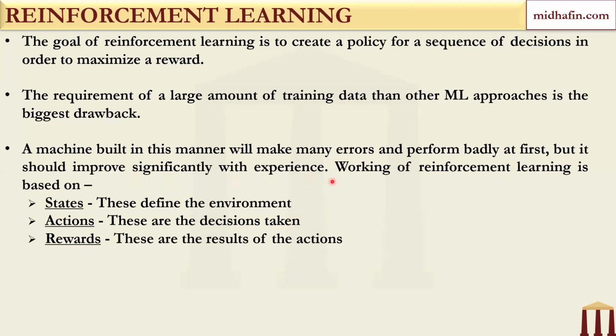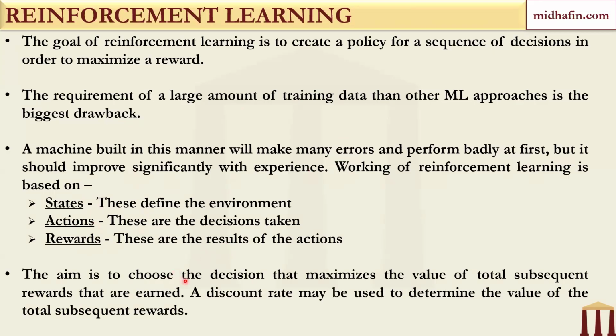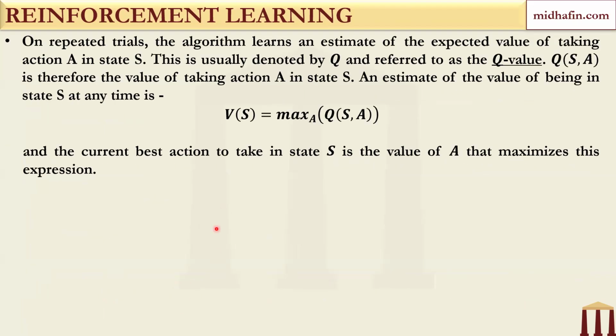significantly with experience. Working of reinforcement learning is based on states, actions, and rewards. Okay. So states define the environment, actions are the decisions taken, and rewards are the results of those actions. The aim is to choose the decision that maximizes the value of total subsequent rewards that are earned, and a discount rate may be used to determine the value of total subsequent rewards. Now, this is the idea, an estimate of the value.